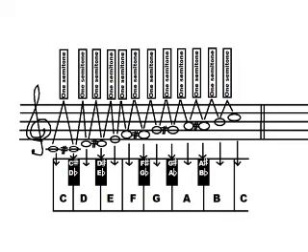Alright, this is C sharp. The note between C and D is C sharp. The note between D and E is D sharp or E flat. The note between F and G is F sharp or G flat. The note between G and A is G sharp or A flat. The note between A and B is A sharp or B flat. So this is how we calculate the distances.